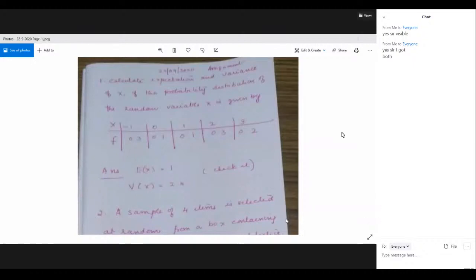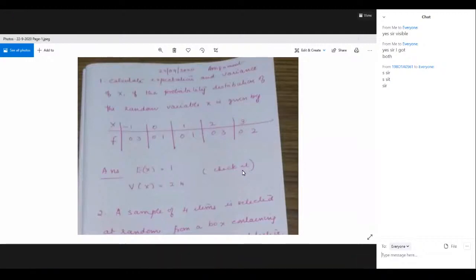Once you have all cross checked, did you get the same? Variance of x is 24. Anybody got it? Please respond in chat box. Yeah, okay. What about 561? You got it? Yeah, okay, both of you got it. Expectation of x is 1. Fine. I think all of you are done with the first question.